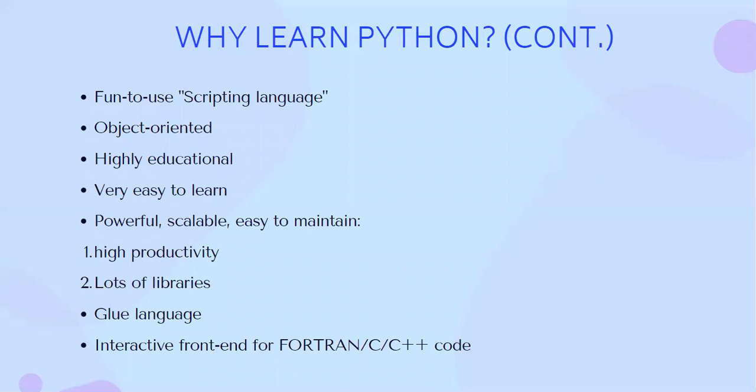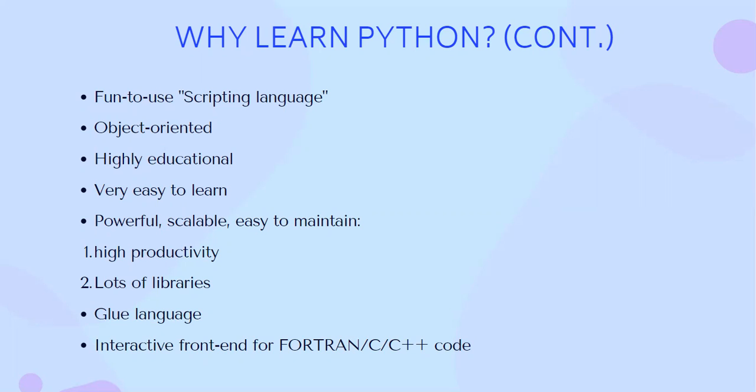And it is easy to use. It is a scripting language. So what is a scripting language? A scripting language is basically a language, or basically lines of code, which is interpreted line by line. In Python you can write a script, basically lines of code, and you can execute that script to see the end of the task.